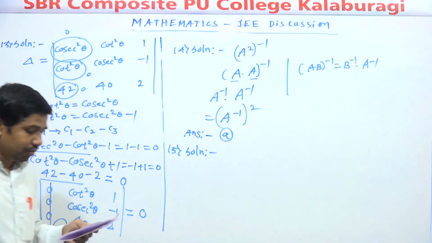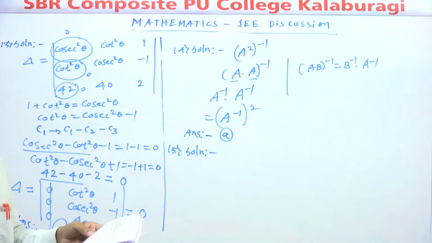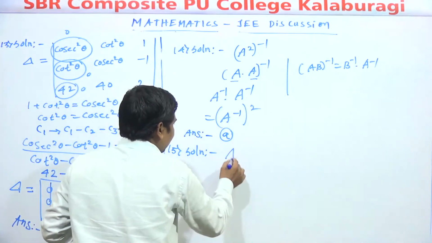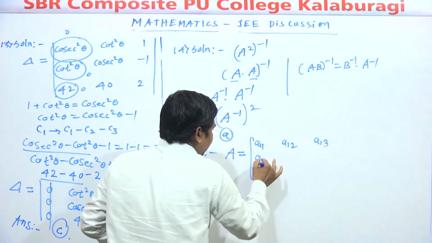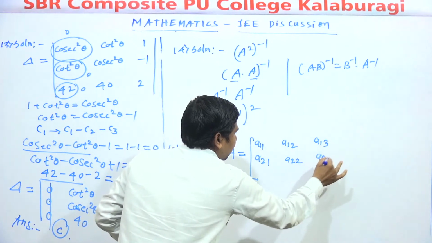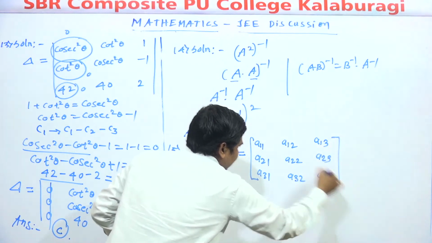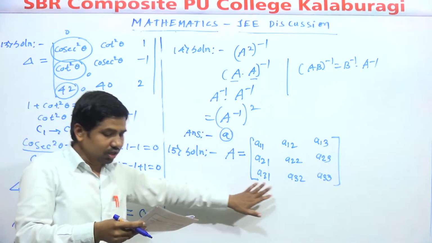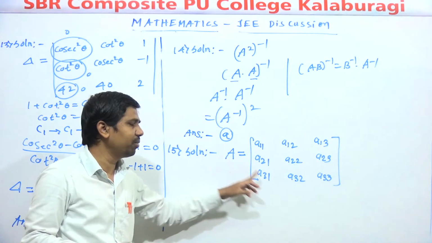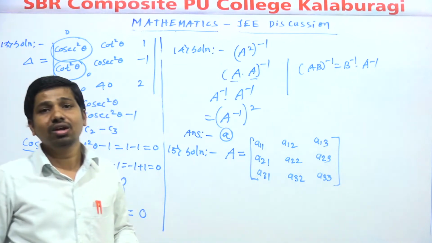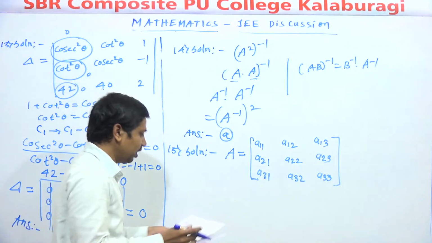So let us see the 15th question. The 15th question says, if A is a matrix of order 3 cross 3, capital A is A11, A12, A13, A21, A22, A23, A31, A32, and A33. Then how many minors does it have? Since capital A is a matrix of order 3 cross 3, how many elements does it have? 9 elements. That indicates 9 minors will be obtained. So the number of minors is 9.